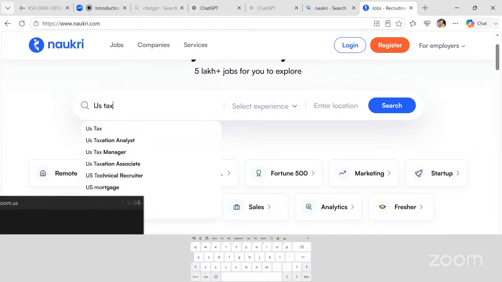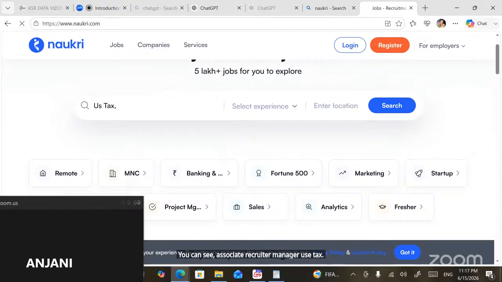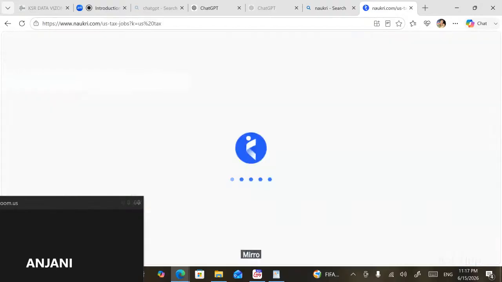You can see associate recruiter manager US tax. You are able to see the Naukri screen only, right?